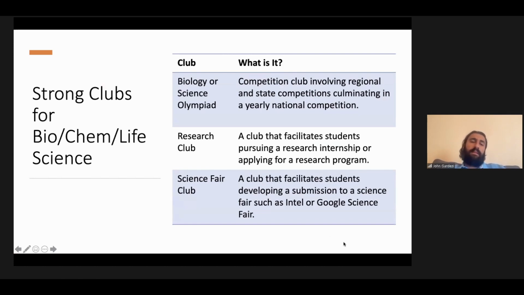Now, let's look at some clubs that are good for students based on their major. So if you're interested in biology, chemistry, or the life sciences, joining an Olympiad team like a biology Olympiad or a science Olympiad or a chemistry Olympiad can be great. Those sorts of competition clubs have a lot of credibility with universities. If there's a research club on campus that helps students find research internships or opportunities, those clubs are really great.